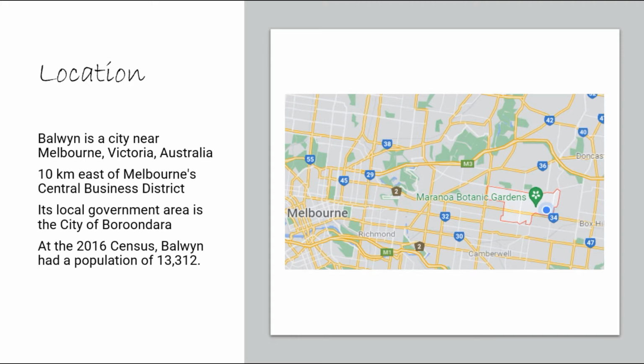Baldwin is located in Melbourne, 10 kilometers east of Melbourne, and the council in this area is the City of Marundara. Population is about 1300 for the Melbourne, and you can see the red outlining in a map. This is the Baldwin area.